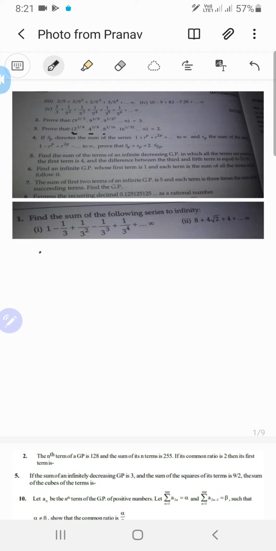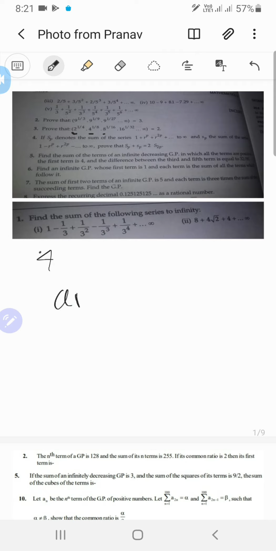The next question is, find the sum of the terms of an infinite decreasing GP in which all terms are positive. Okay, infinite decreasing GP. The first term is 4, and the difference between the third term and the fifth term is equal to 32 by 81. So the fifth term is going to be the smaller one, so the third term is bigger.